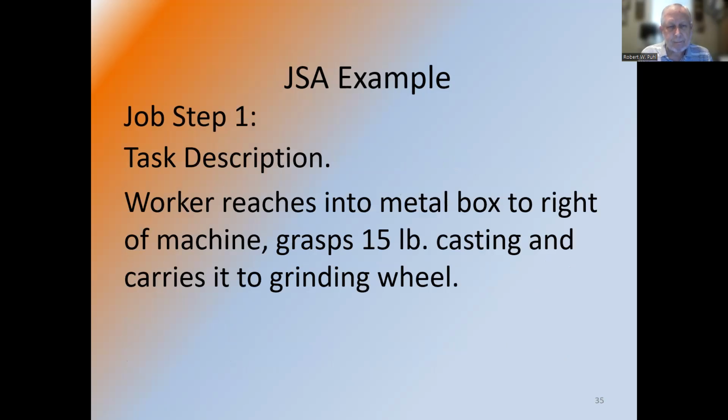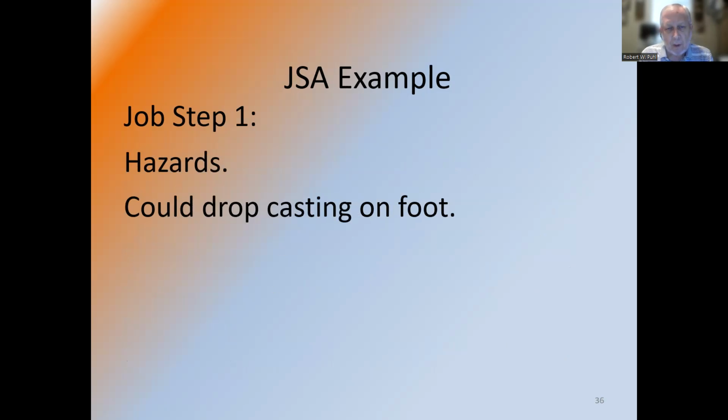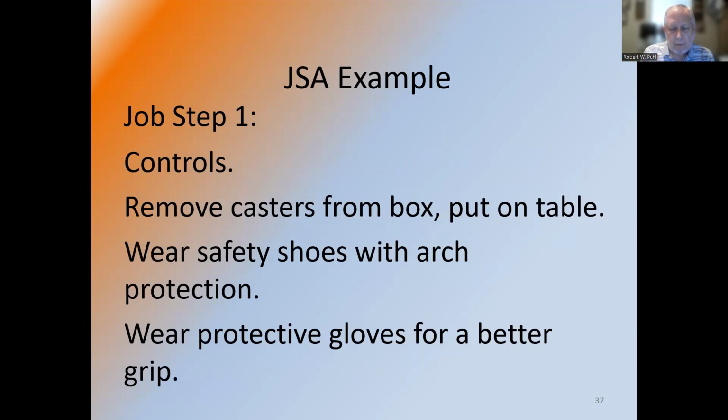Pretty simple, right? So take job step one. The task description would be: worker reaches in the metal box to the right of the machine, grasps the 15-pound casting and carries it to the grinding wheel. So the hazards? Well, he could drop the casting on his foot, 15 pounds falling from about 3 feet high onto your foot. You can do some damage, right? So controls, okay.